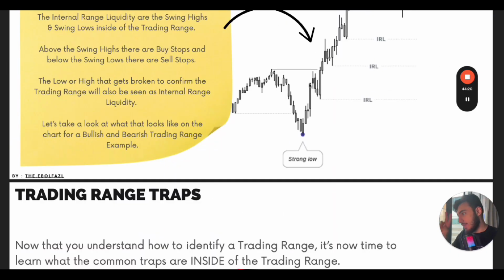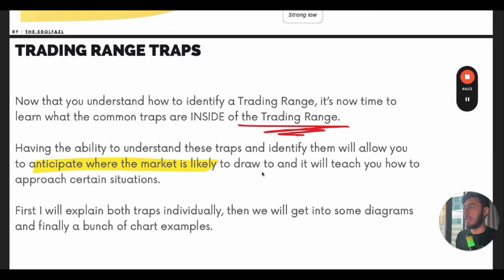Now you should understand there are two types of the internal liquidity that we have. We call them trading range traps, but I call them internal liquidity. It's the same thing. Now that you understand how to identify the trading range, it's time to learn what the common traps are inside of a trading range. So internal liquidity are traps. Having the ability to understand and identify these traps will allow you to anticipate where the market is likely to draw, and it will teach you how to approach a creation situation, which is so important.